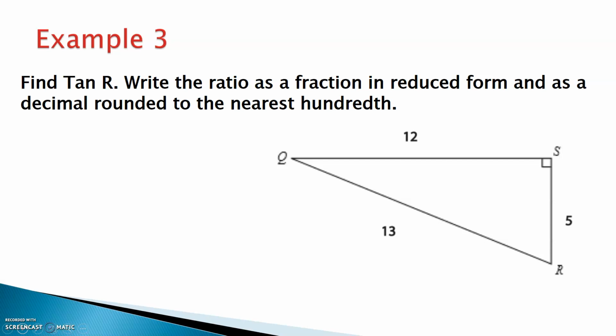All right, so find tangent of R. Let me write this: memorize this, get this tattoo. This might be my next tattoo, actually. So tangent R. Where's R? R is right here. That is my reference angle. Let's label a few things. Directly across my reference angle, that's my opposite side.